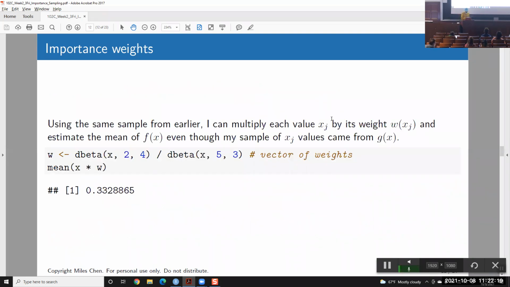Okay, so for the PDFs in R, to calculate the PDF, we use the d, the density function, right? We're using the probability density function. So we're going to do dbeta. dbeta for f is dbeta of x, shape parameters 2, 4. dbeta for g is the PDF of the beta distribution with shape parameters 5 and 3.